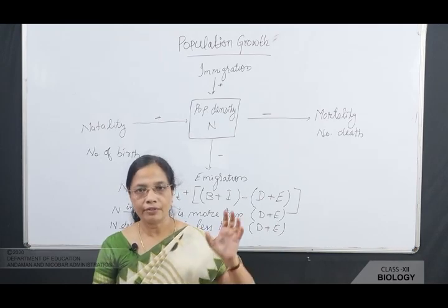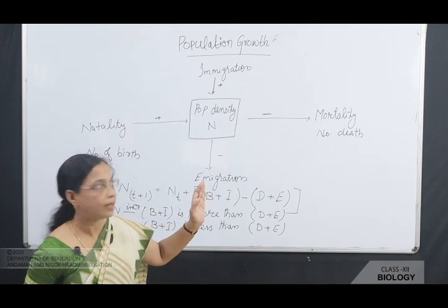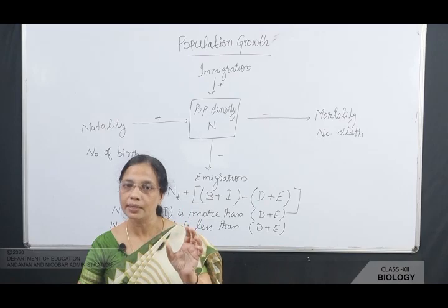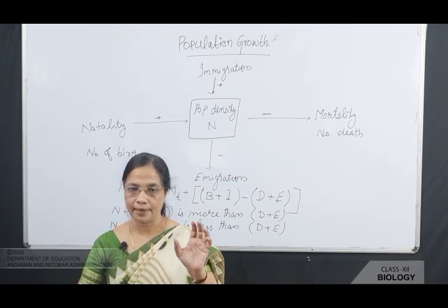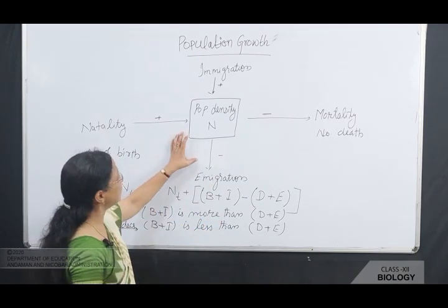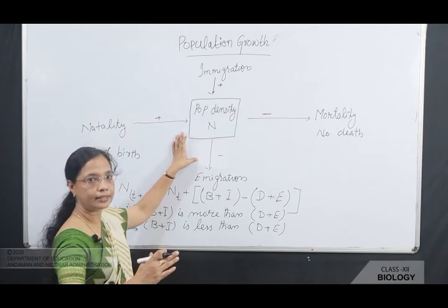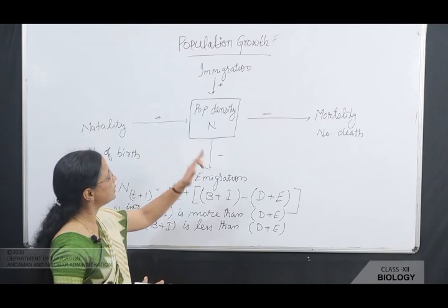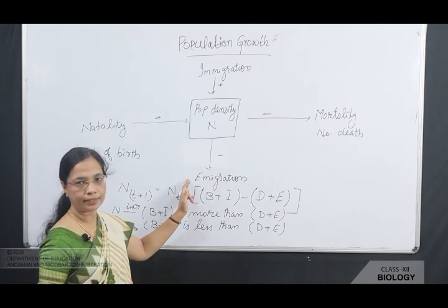Okay, now we have studied the population density. So, what is population density? We can say the number of organisms per unit area. Population density can increase or decrease depending upon certain factors, that is natality, mortality, immigration and emigration.